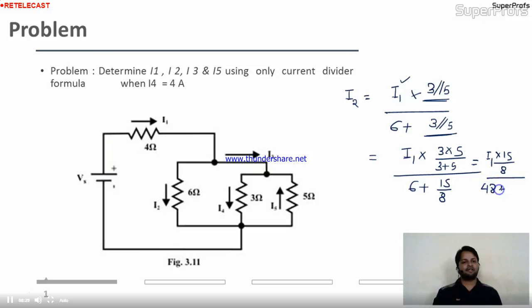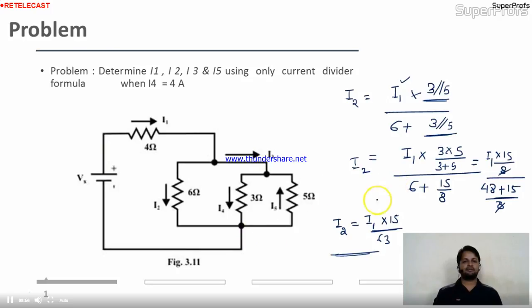So it's 48 plus 15 divided by 8. This 8 will cancel to this. And here is the I2. I2 is nothing but I1 into 15 divided by 63. 48 plus 15, 63. This is the value of I2. Like this we can calculate the I5 also, I3 also, and I1 we already calculated.